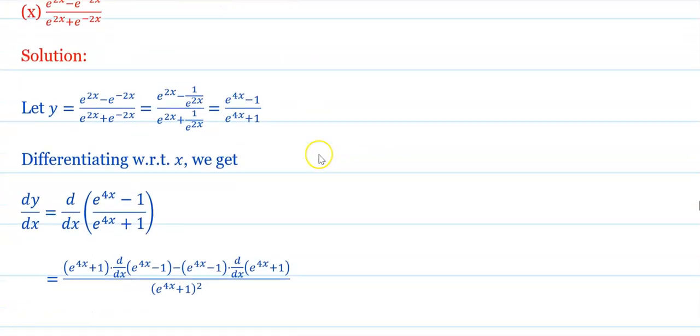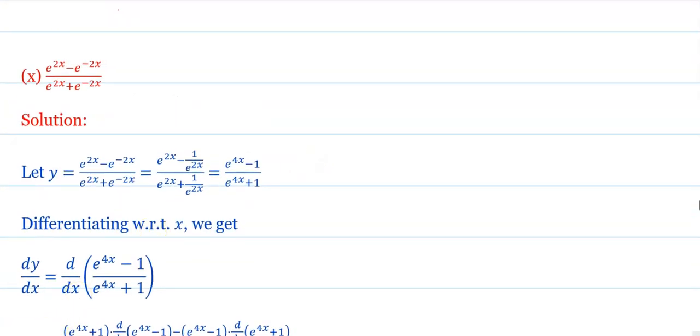Now the next problem, number 10. Y is equal to e raised to 2x minus e raised to minus 2x upon e raised to 2x plus e raised to minus 2x. Now we'll find its derivative using the quotient rule. But before that, we'll do some simplification.